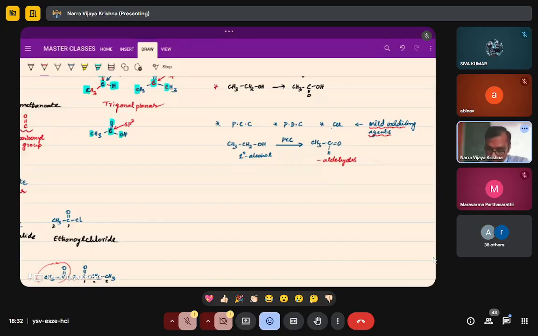Right? No. If it is secondary alcohol, CH3, CHOH, CH3. Is it secondary carbon or not? A carbon which is connected to two carbons is called a secondary carbon. Over that, if you have OH, it is a secondary alcohol.